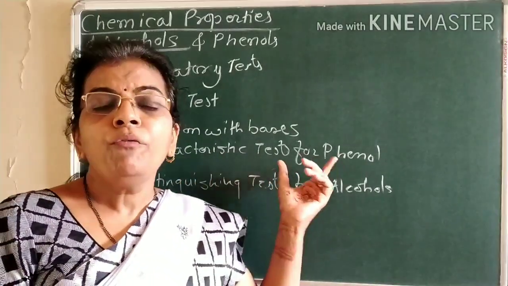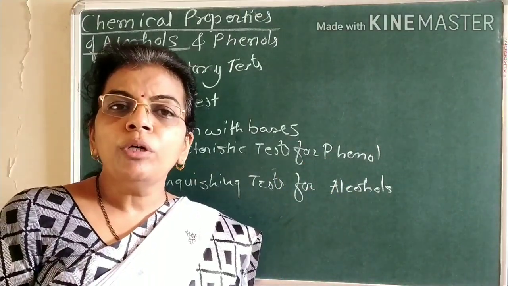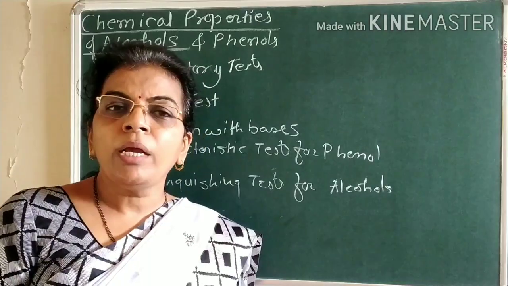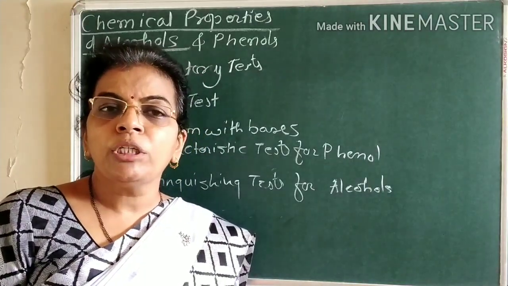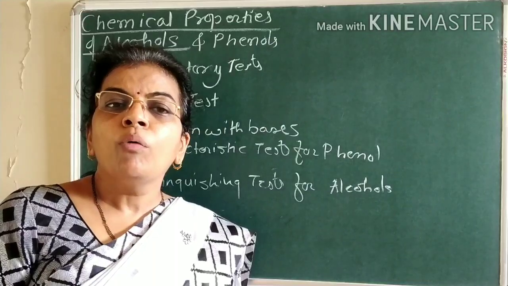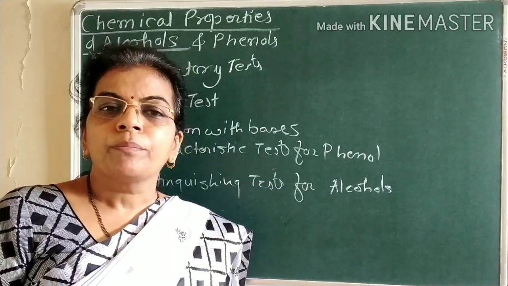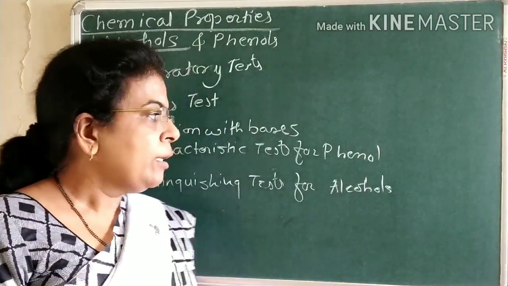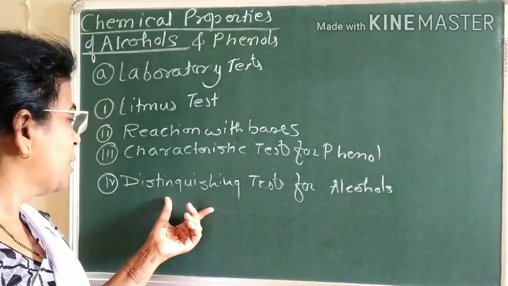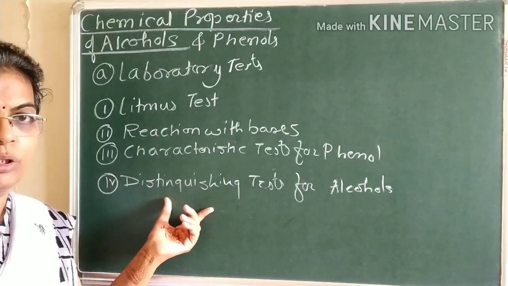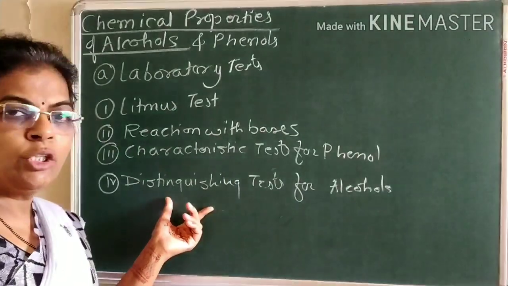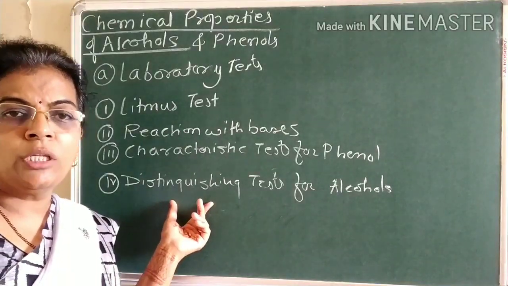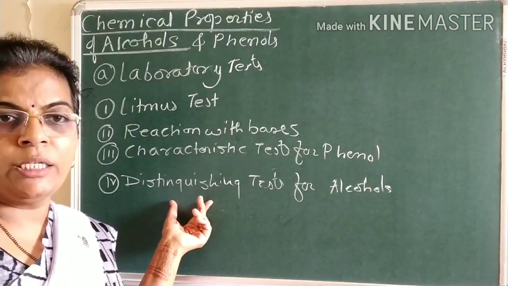Here, when phenols are treated with neutral aqueous FeCl3 or ferric chloride solution, the color of phenol changes to green, violet or purple. This is a distinguishing test for phenol. Then we saw the next test, a distinguishing test for alcohols. We can distinguish primary, secondary and tertiary alcohols from each other by the action of Lucas reagent.